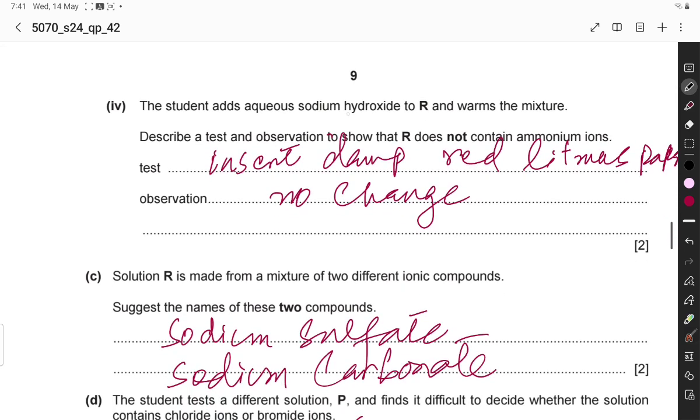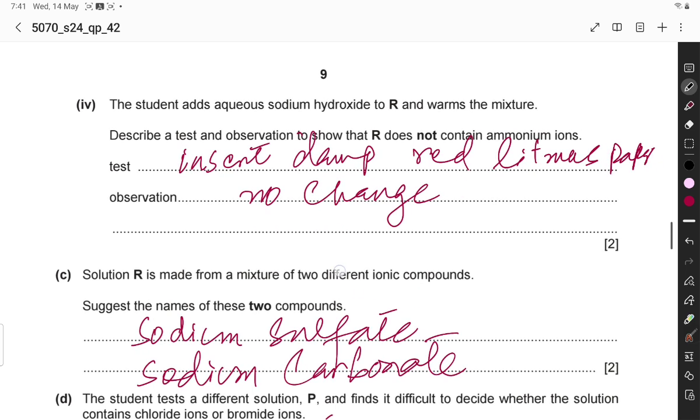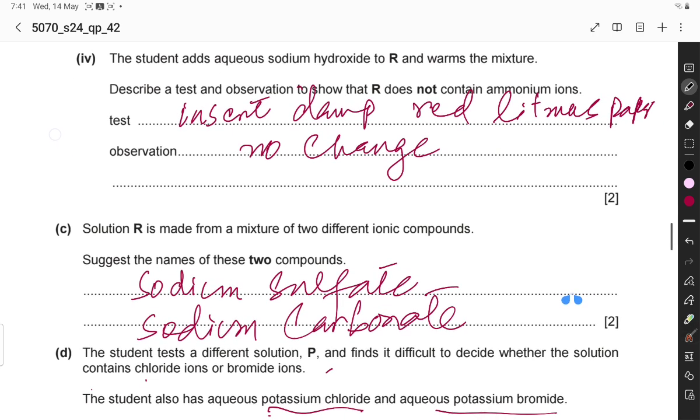The student adds aqueous sodium hydroxide to R and forms a mixture. Describe a test and observation to show that R does not contain ammonium ion. Insert damp red litmus paper. There is no change with the damp red litmus paper, so it means ammonium ions are absent.